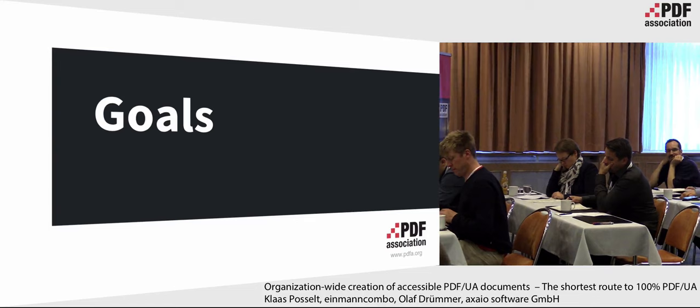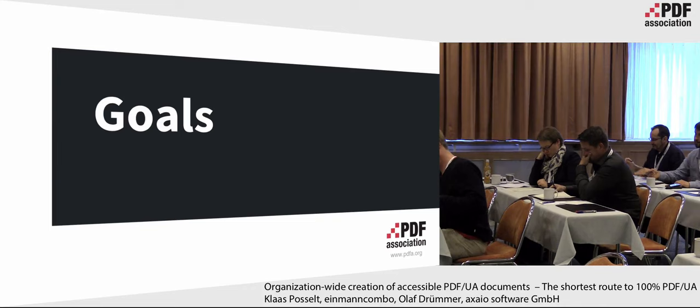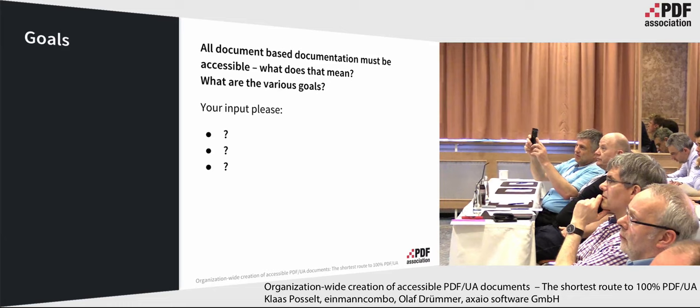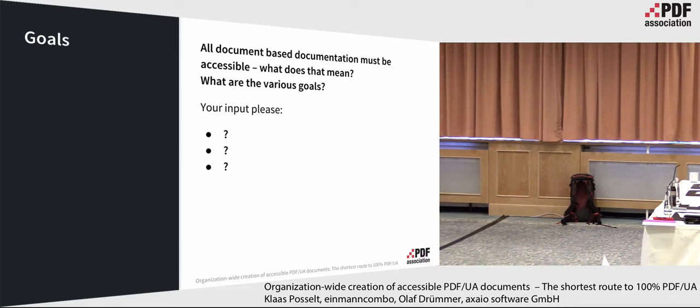Well, Klaas is making sure you have all the sheet in front of you that we have prepared for the session. Let's start looking into defining our goals. So the question is, all document-based communication must be accessible. What does it mean? What are the various goals that need to be achieved? So what are we talking about here?